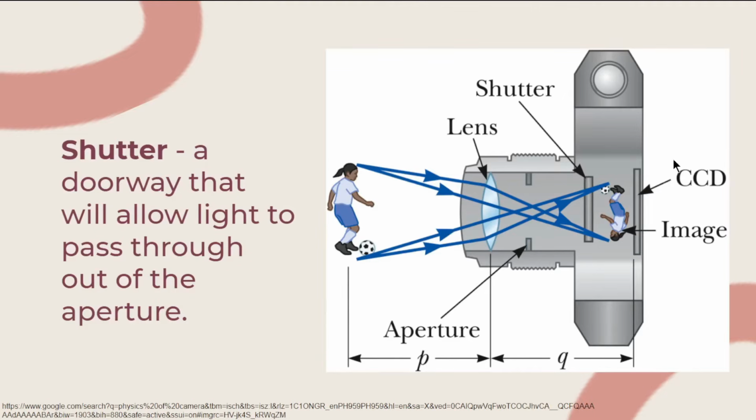So makikita natin sa image natin, we also have the CCD. CCD stands for Charge Coupled Device. It enables your camera to transform the visual information, converting that visual information into an image that will be saved as a picture or video into your SD card. Makikita po natin dito again, the image formed is real but inverted.